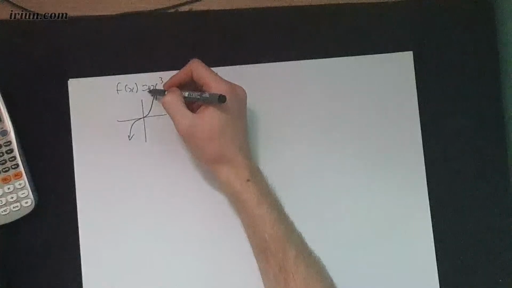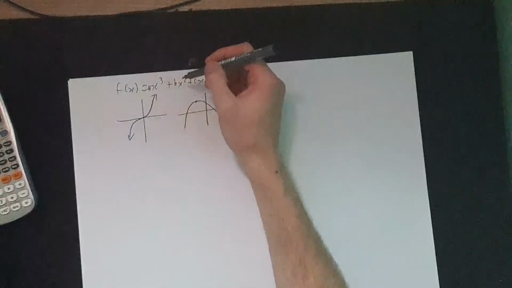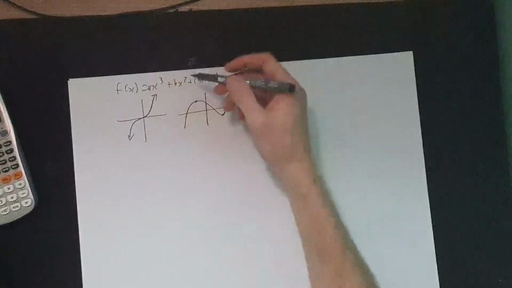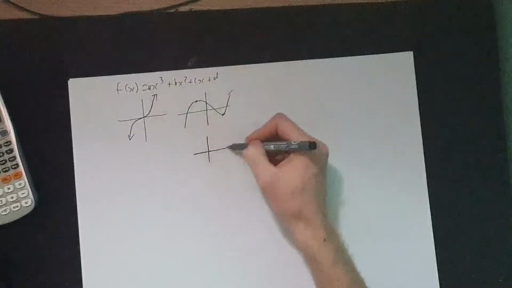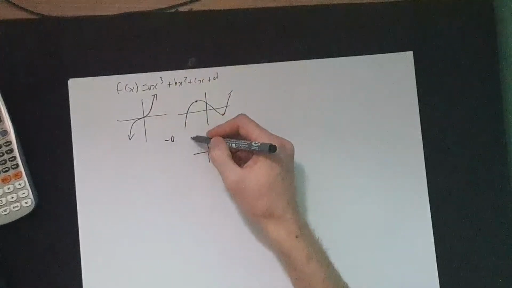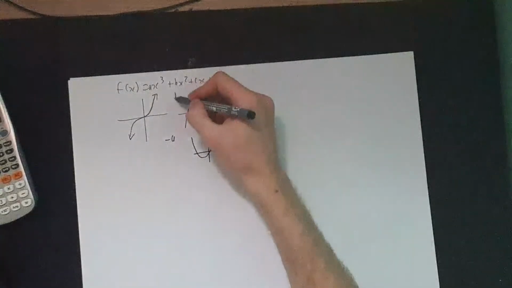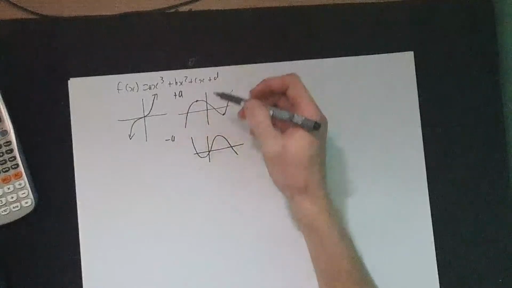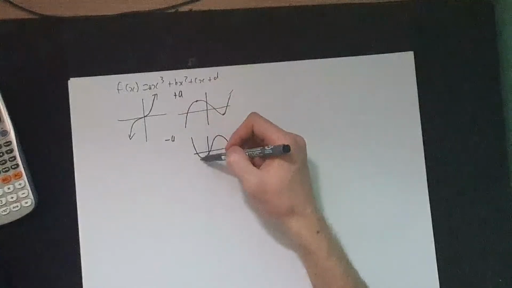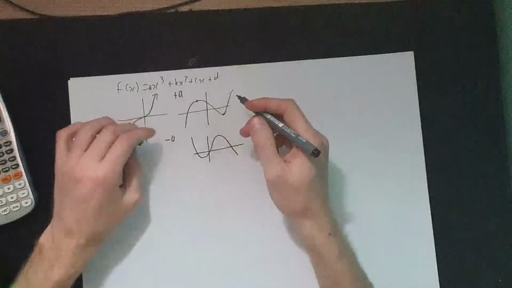If a is positive, then you'll always end up with it looking like this. If a is negative, then you end up with something that looks like that. So for positive a, you'll always have increasing, decreasing, and then increasing. For negative a, you'll have decreasing, increasing, decreasing. So negative a always gives you two decreasing sections.